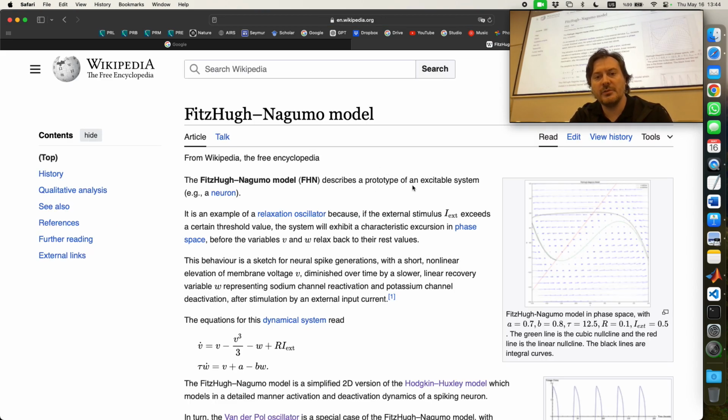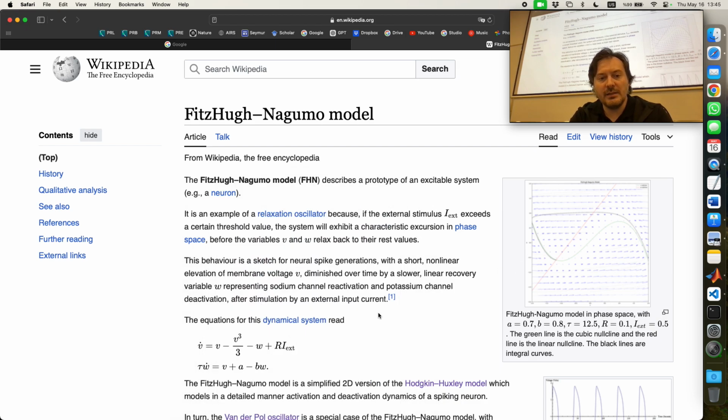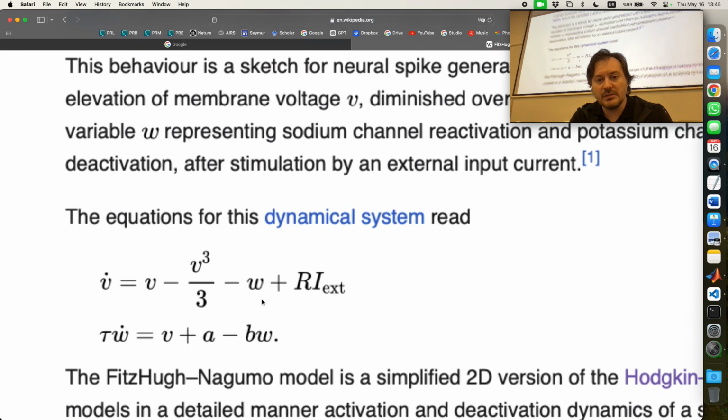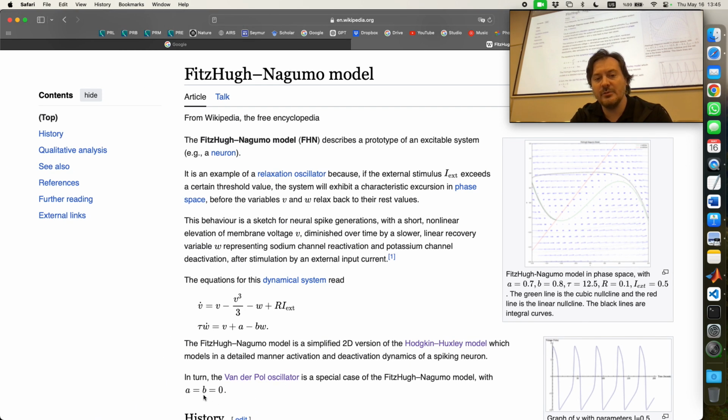Fitzhugh describes a prototype of an excitable system, for example, a neuron. We will come to neurons as well, by the way. So it's just a type of equation that you have already seen, a two-dimensional equation. Even if you take A and B to be zero, it's exactly what we have seen before, the van der Pol oscillator. So it's a generalized van der Pol oscillator.